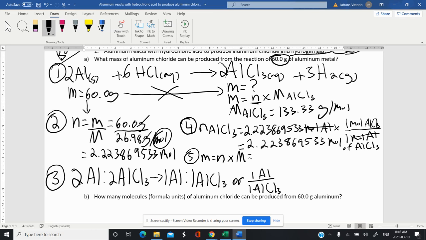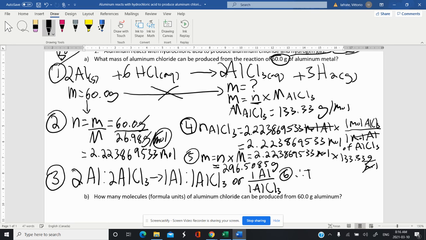And so that's going to be our moles that we had up here, 2.223869533 moles, multiplied by our molar mass of aluminum chloride, which is 133.33 grams per mole. Cancel moles out, and you get your mass. And I ran out of room here, but your mass is equal to, so times 133.33, and we get about 296.5085 grams. And then you can make a therefore statement.